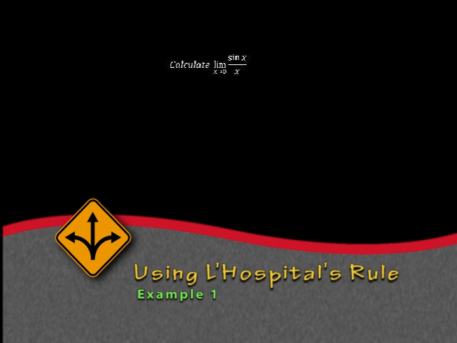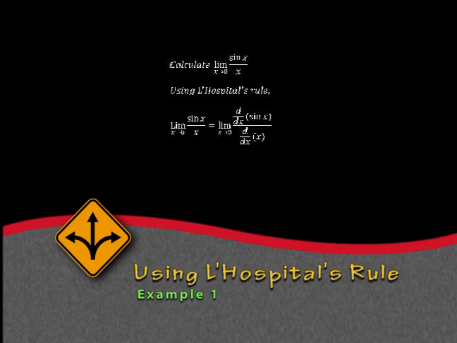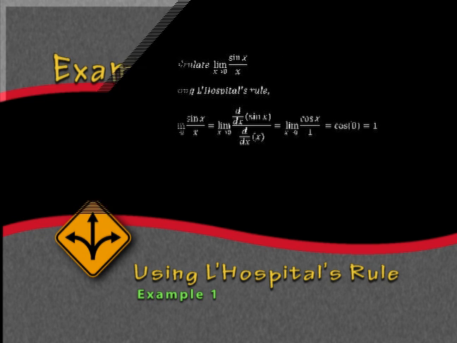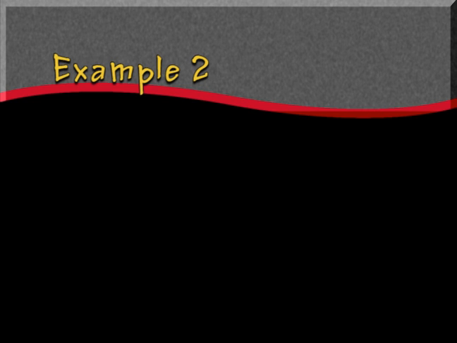Example 1. Find the limit of sine of x divided by x as x goes to 0. Using L'Hopital's rule we take the derivative of the numerator sine of x and denominator x. Evaluating the resulting limit cosine of x divided by 1 as x goes to 0 yields a result of 1. Therefore the limit of sine of x divided by x as x goes to 0 is 1. We shall now consider a second example.